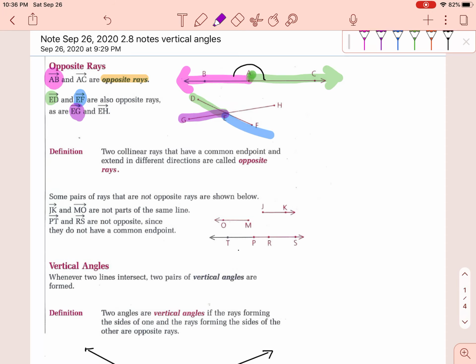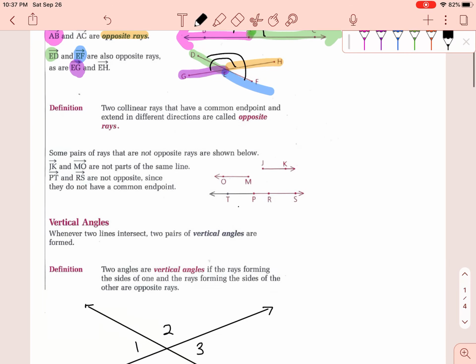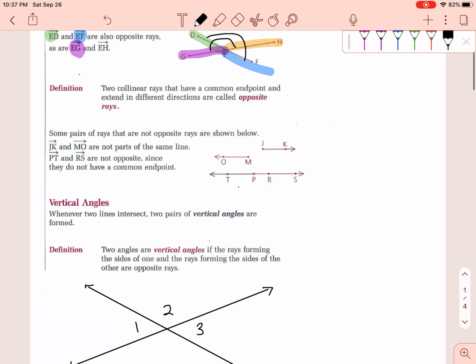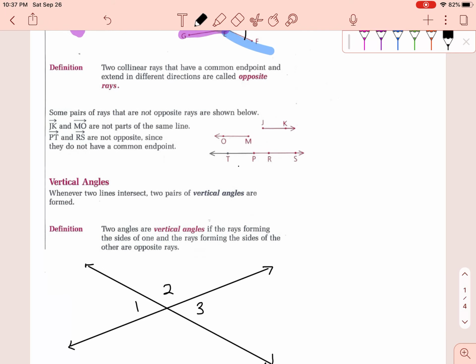EG is also a complete opposite ray with EH. They're 180-degree angles. If you look at them, they're going in the complete opposite direction. So the definition is two collinear rays that have a common endpoint and extend in different directions. Okay, those are called opposite rays.